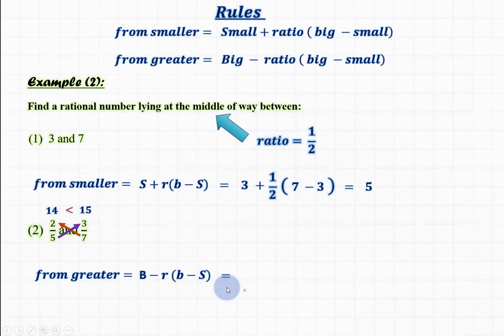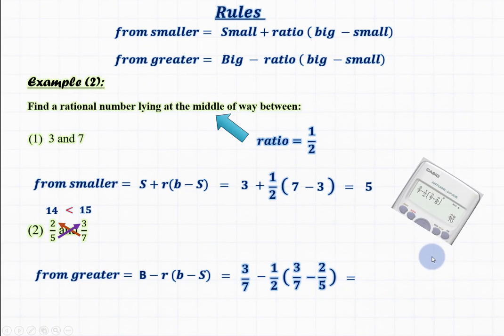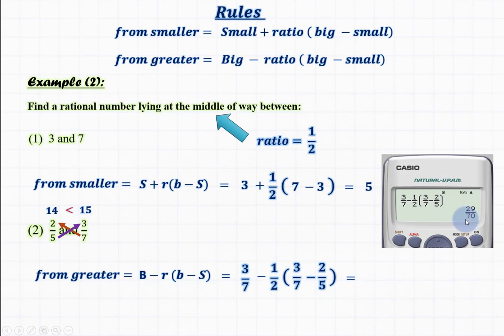Then the big number equals 3 over 7 minus the ratio, which equals 1 over 2, half, and inside bracket we make big minus small, which equals 3 over 7 minus 2 over 5. And by using a calculator, the number midway between 2 over 5 and 3 over 7 equals 29 over 70.